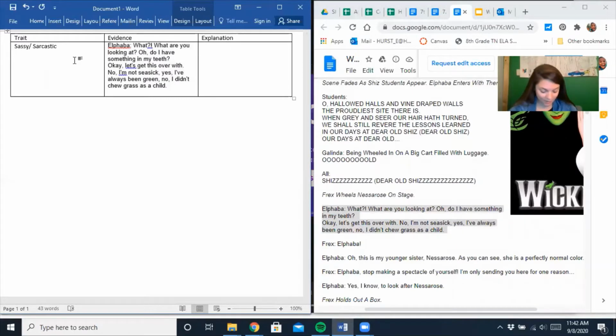And my reason for thinking that is because she is sassy and sarcastic, right? Elphaba's reaction to meeting new people is to assume that they will be unkind and ask her questions. Now, to be fair, they were staring at her. She is defensive, and gets kind of sassy with them.